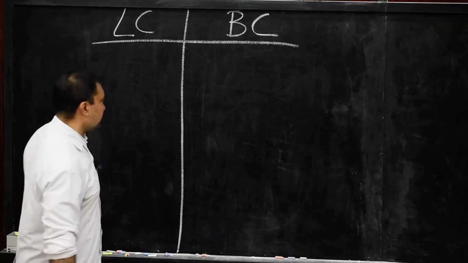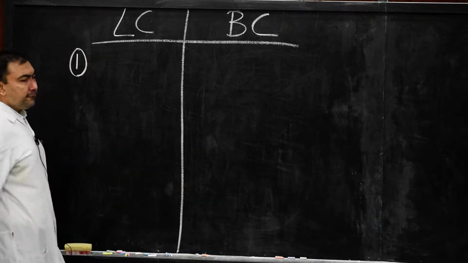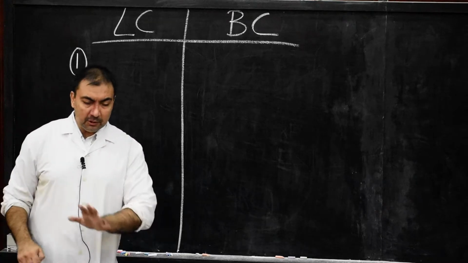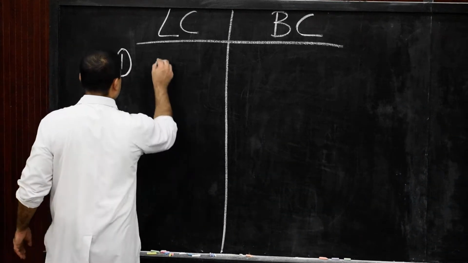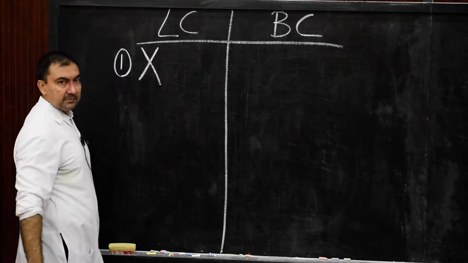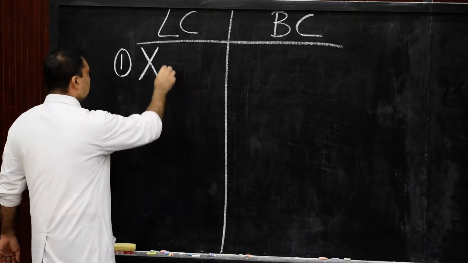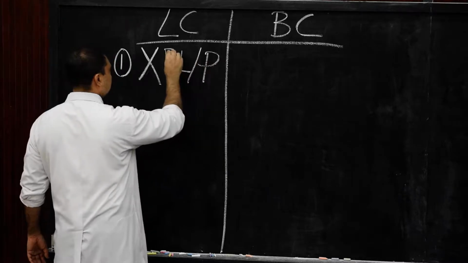Lymph capillary, the first difference. This is very interesting. The first difference will be lymph capillaries will be devoid of basal lamina and pericytes. That means there will not be presence of, here, this I am showing with cross. So there will not be presence of basal lamina and pericytes.